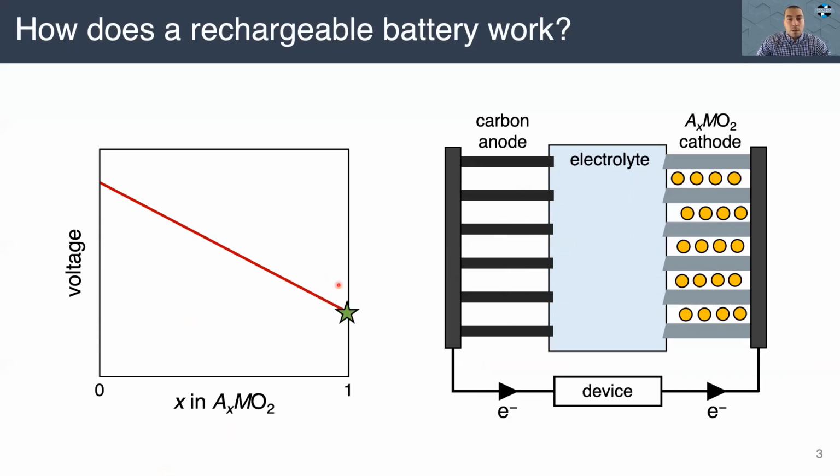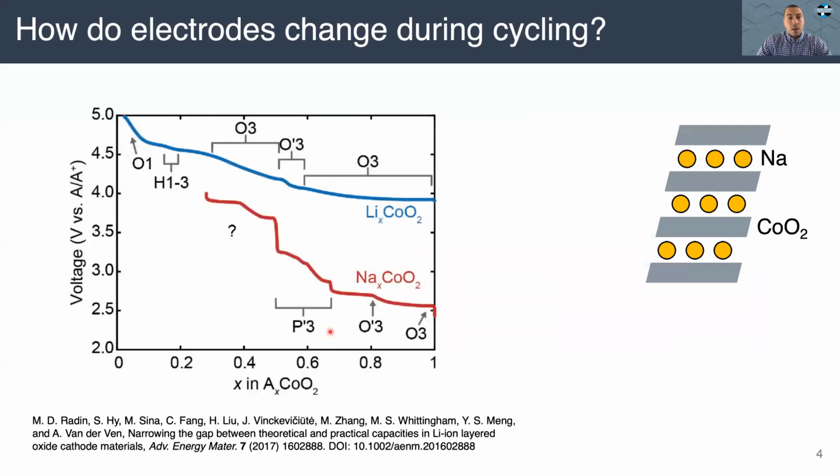Now, this is a very idealized picture and a very idealized voltage profile in that it's perfectly straight and fully reversible. And here I'm showing some actual measured voltage profiles for lithium cobalt oxide, which is a very common lithium ion cathode material, as well as its sodium counterpart, sodium cobalt oxide. And at a composition of x equals 1, both of these adopt the same type of layered structure as illustrated here, with the lithium or sodium, in this case, occupying two-dimensional layers between these cobalt oxide sheets.